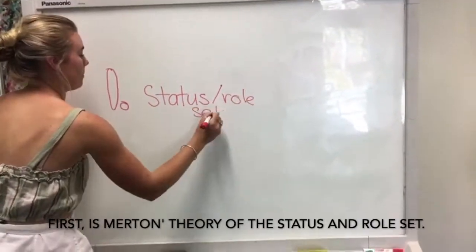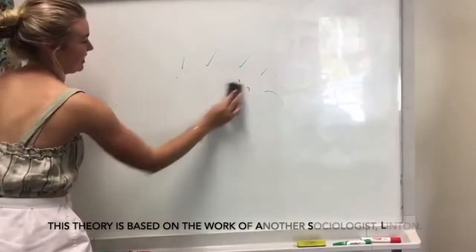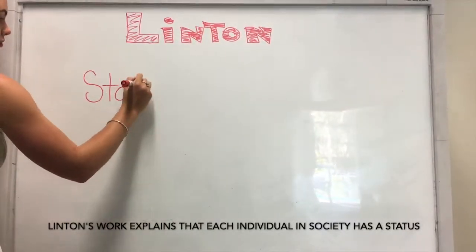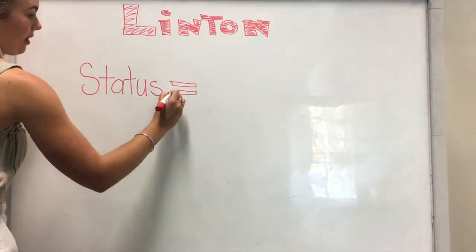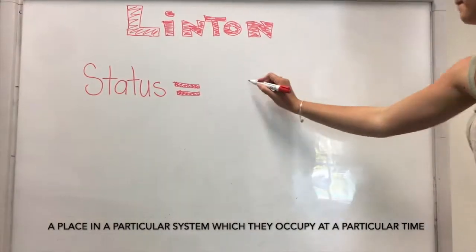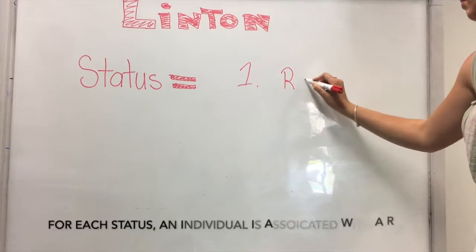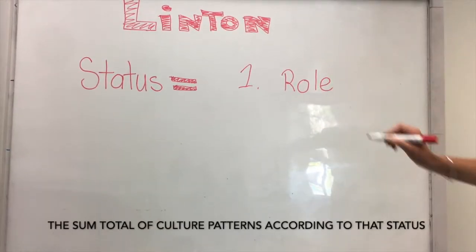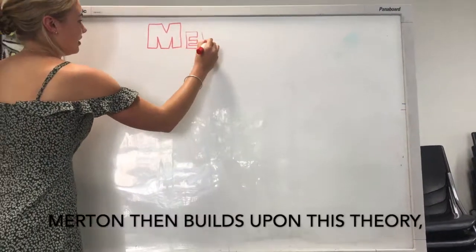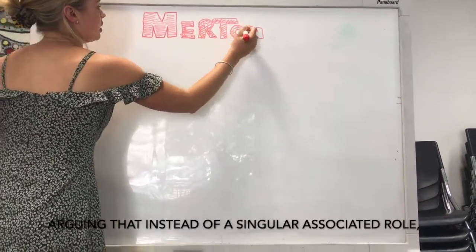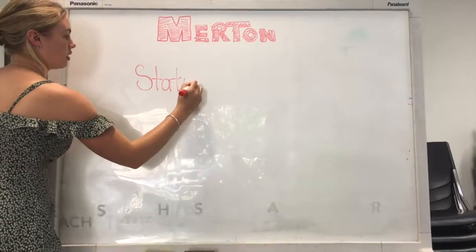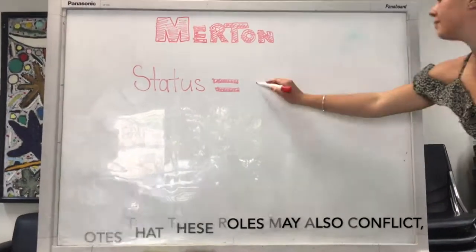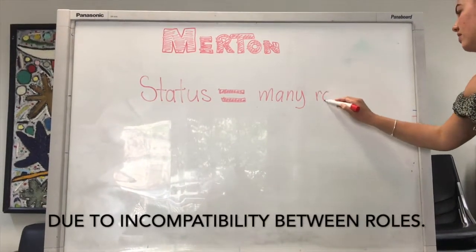First is Merton's theory of the status and role set. This theory is based on the work of another sociologist, Linton. Linton's work explains that each individual in society has a status, a place in a particular system which they occupy at a particular time. For each status, an individual is associated with a role, the sum total of culture patterns according to that status. Merton then builds upon this theory, arguing that instead of a singular associated role, each status has several associated roles. He notes that these roles may also conflict due to incompatibility between roles.